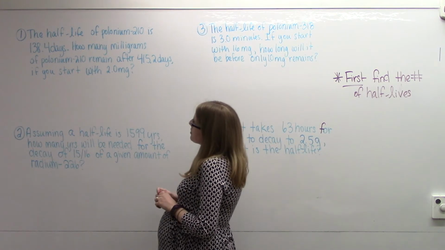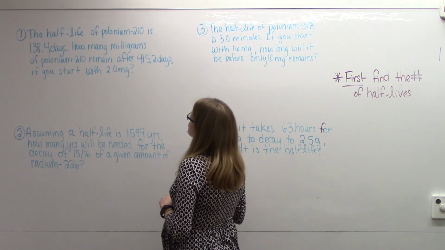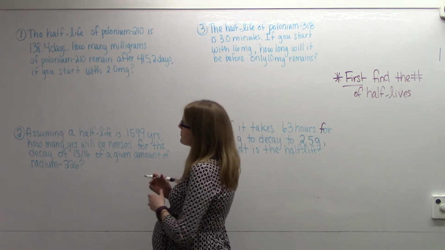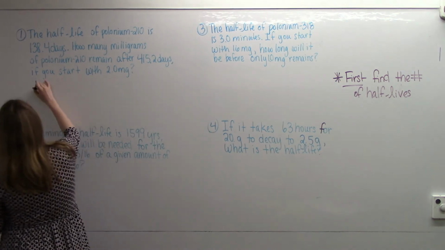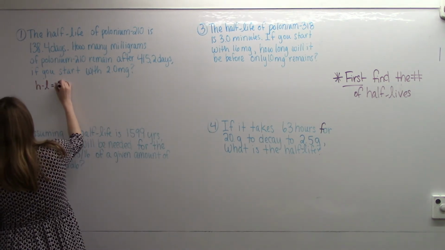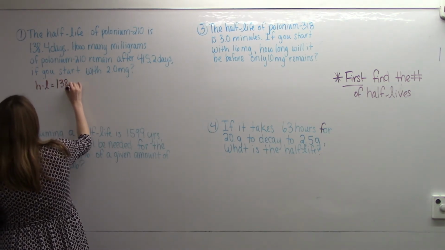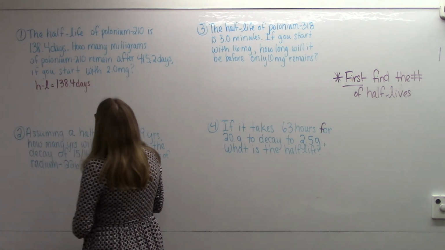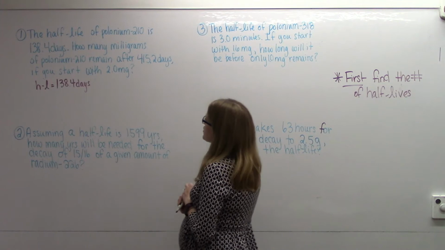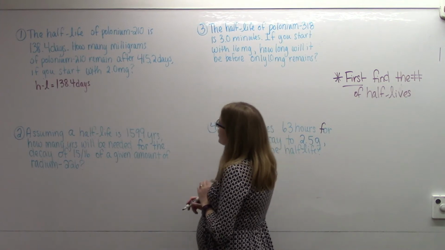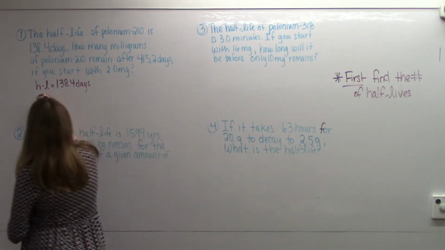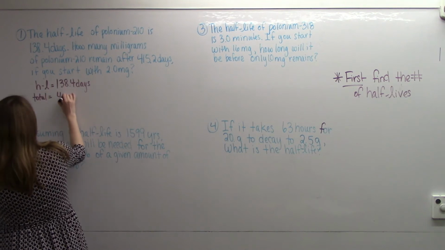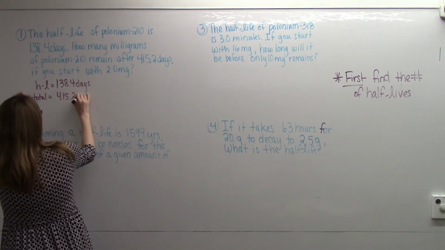Here's the first problem. The half-life of polonium-210 is 138.4 days. So our half-life is 138.4 days. Okay, how many milligrams of polonium-210 remain after 415 days? So there's our total time. In total, we've had 415.2 days.